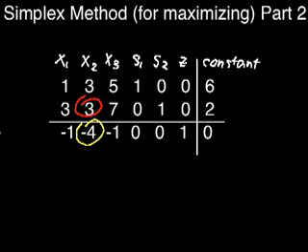Once you have the pivot point, you have to get rid of all the other values in that column, or turn them to 0. This is accomplished with row operations. There are 3 important things to remember when doing row operations on a simplex tableau. Number 1, only use the row with the pivot point in it.